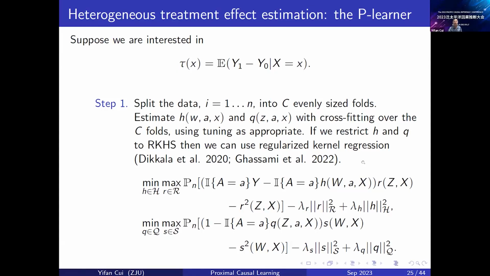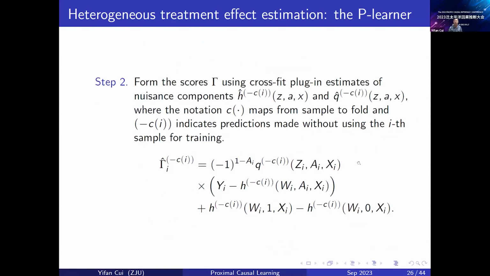So our second step is by using this doubly robust representation. We construct the cross-fitted score using this H hat and Q hat. Here, the cross-fitted refers to when we construct the gamma I, we don't use the I sample.